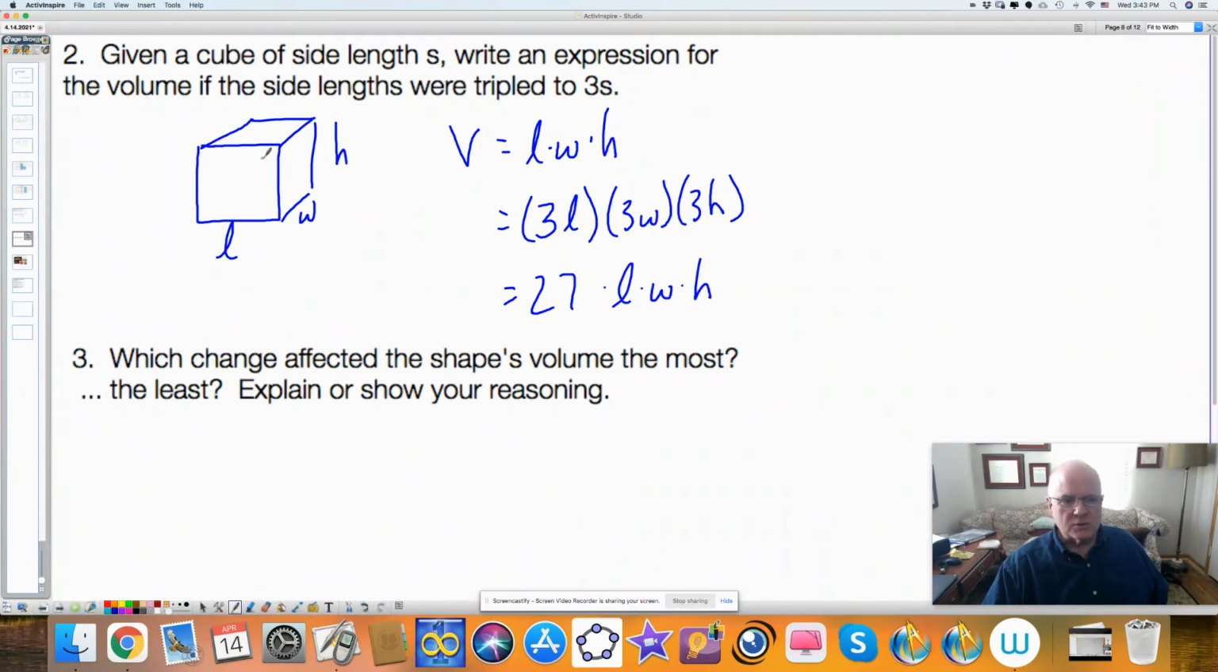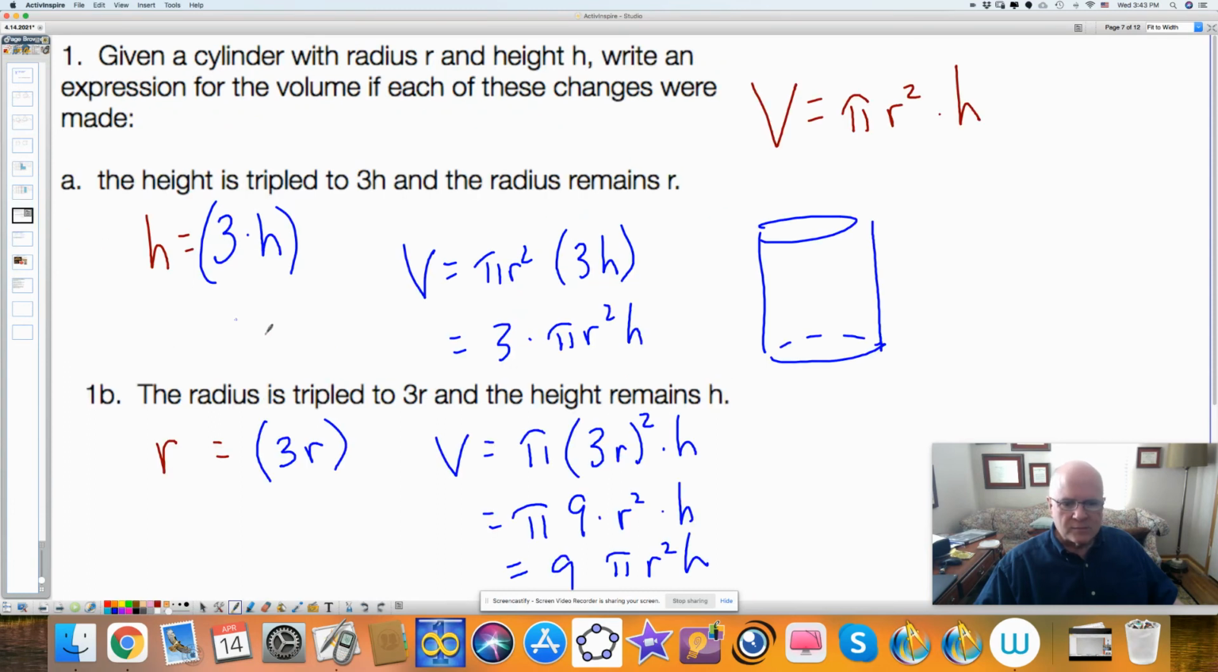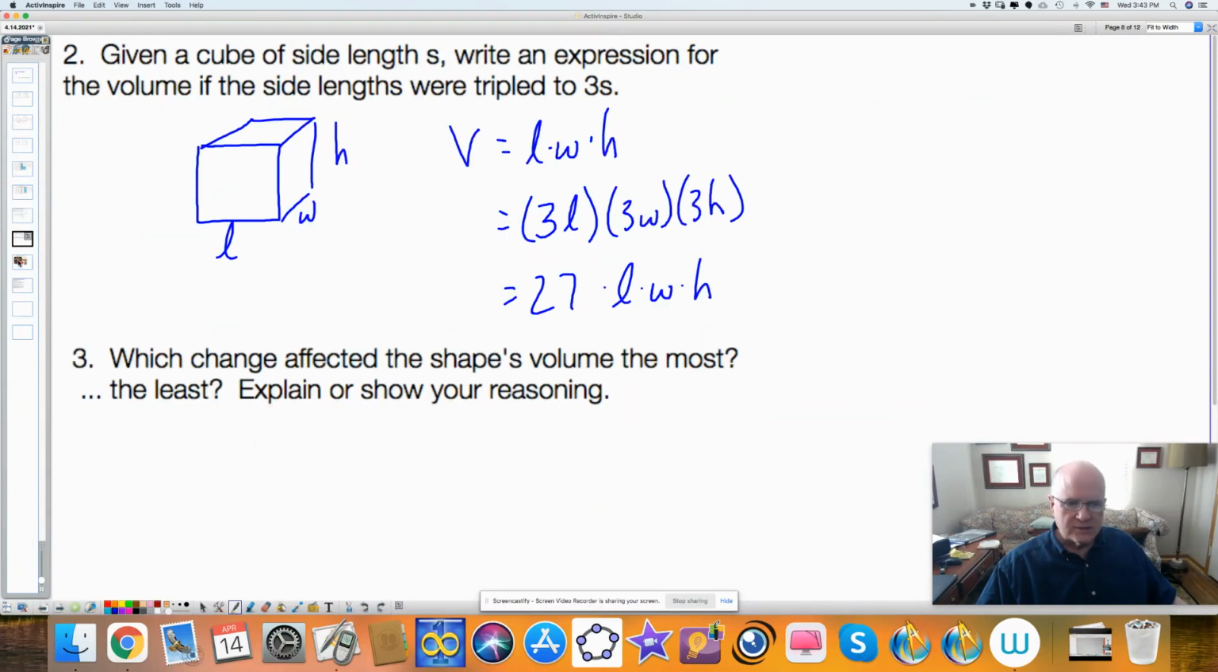Which one is the most? The cube. I'm cubing all 3 dimensions. In the cylinder, when I change the radius, I'm doing that in 2 dimensions. With the height, it's only 1 dimension. So this would be 3 times larger, 9 times larger, and 27 times larger.